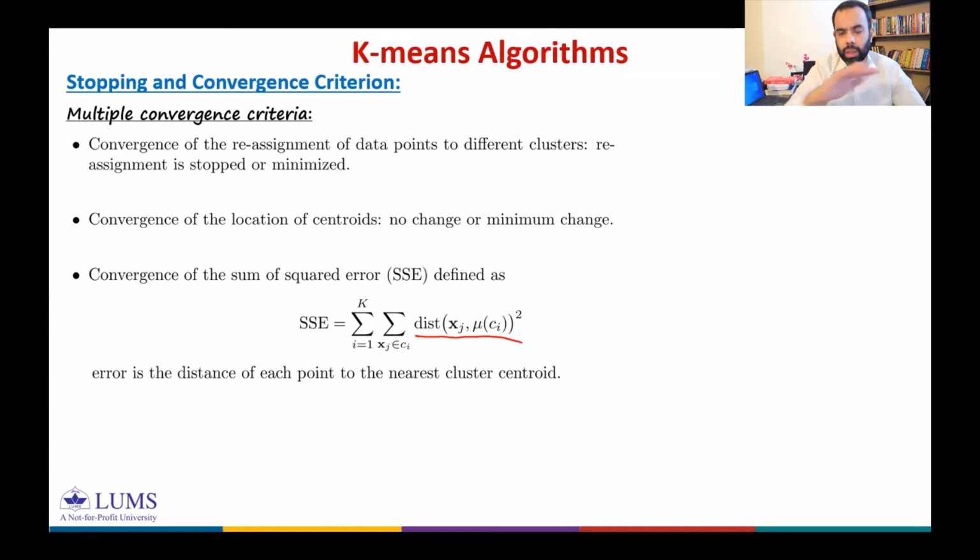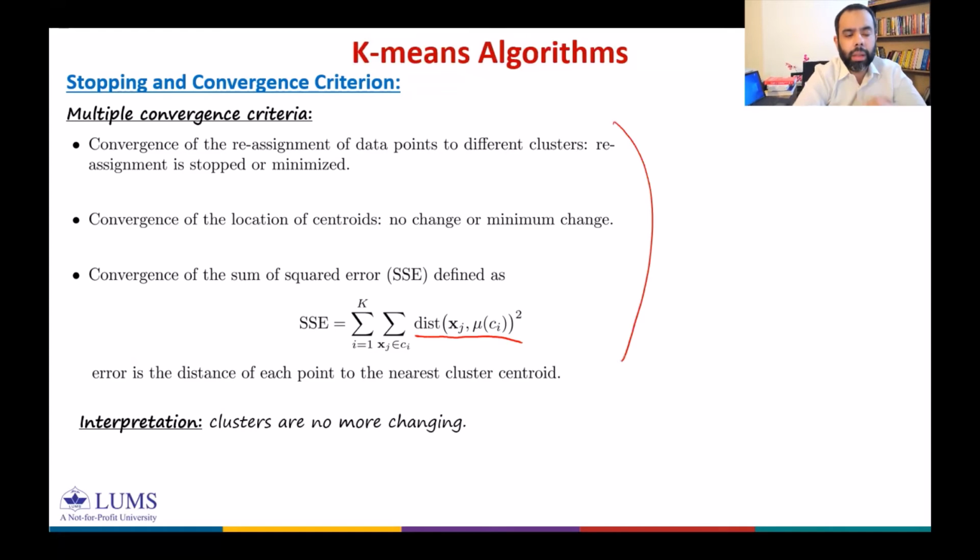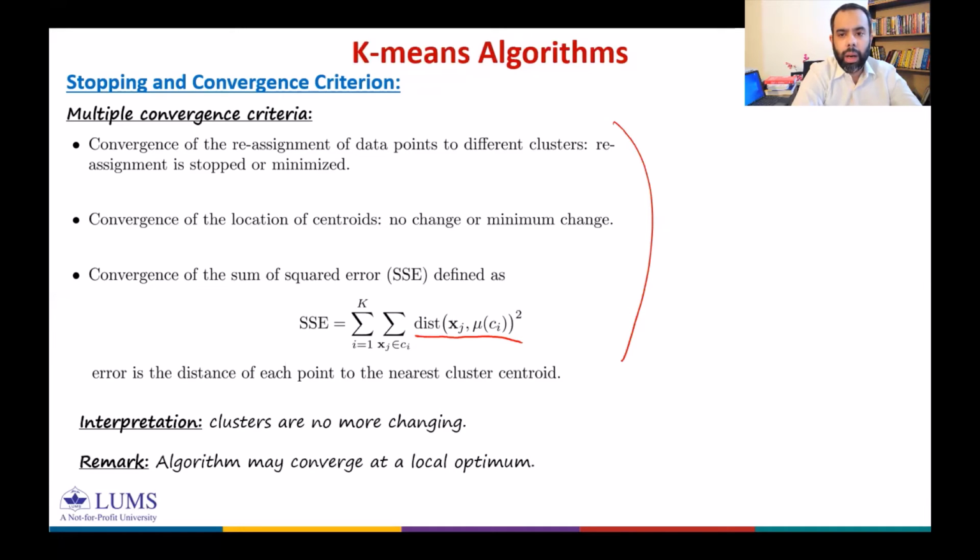So it converges to the minimum value. The interpretation is that with any of these three criteria, we can say that clusters are no more changing, right? The centroids are fixed, no reassignment, SSE has stopped decreasing, right? There should be a remark here. The algorithm may converge at a local optimum. So there's a possibility, and we will see very shortly what we mean by this sub-optimal clustering.